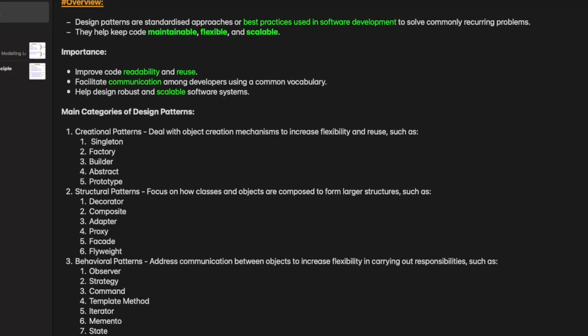And this is it for the overview of design patterns. Stay tuned with this course as this is the most important concept you would have to learn in the software industry.